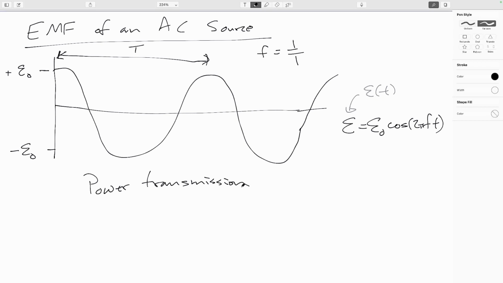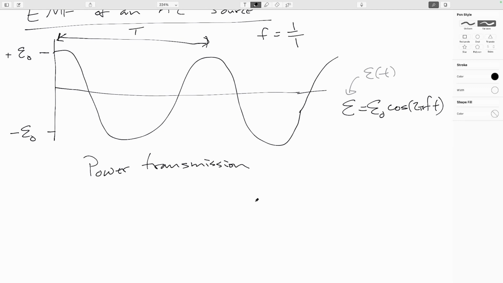And while there are exceptions both ways, roughly, if you're in the New World, so for the most part the Western Hemisphere, the frequency that power is transmitted at is 60 hertz. There are exceptions. There are countries in the New World where 50 hertz is used.